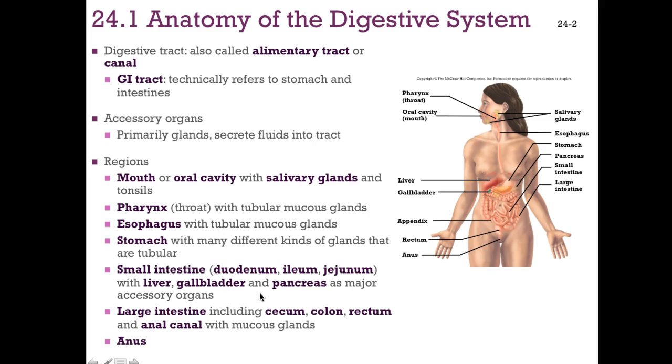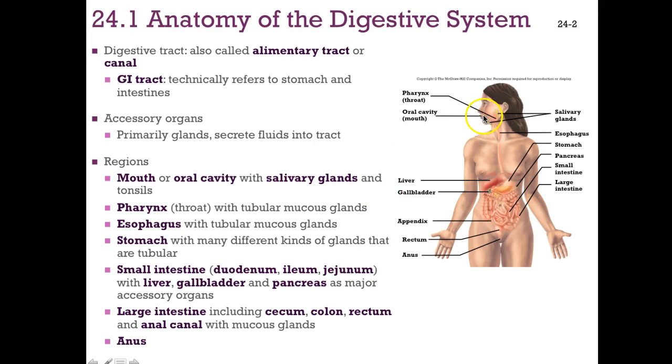We also have the category of accessory organs. So these are primarily glands. Our salivary glands would fall into this category, your gallbladder, your liver, as well as your pancreas. And what they're going to do is secrete fluids into the GI tract. So let's look at the figure here on the right.